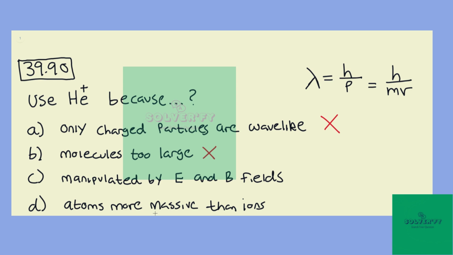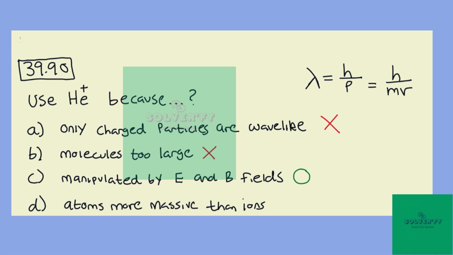Option C is the correct answer, so I'm going to skip over it and talk about this last wrong answer, option D. The helium atoms are more massive than the helium ions. This is not true, because ions are formed when you pull electrons off the atoms. Electrons, compared to the nucleus of the atom, have a mass that is almost insignificant.